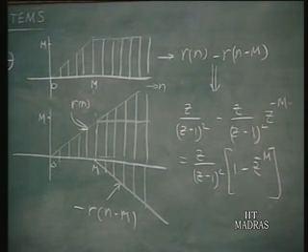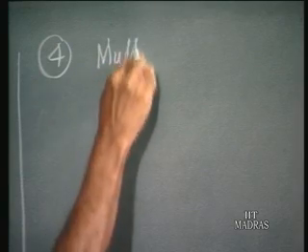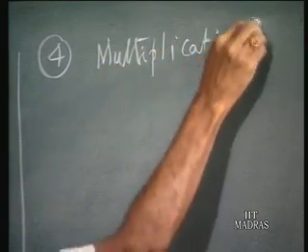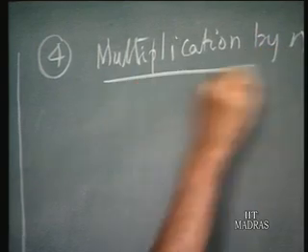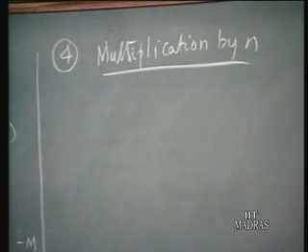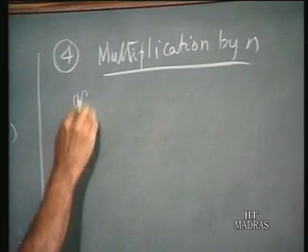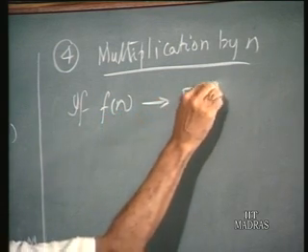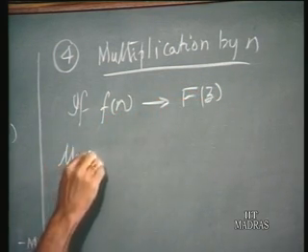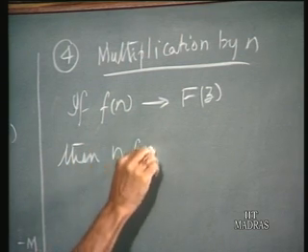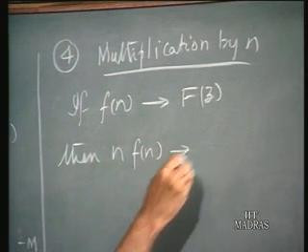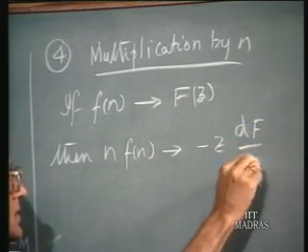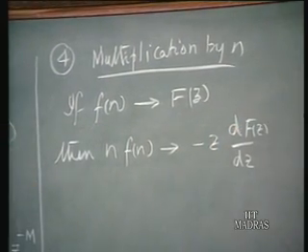Let us now consider the next property, multiplication by n. If f of n has the z transform F of z, then n f of n has the z transform minus z dF by dz. This is the result.